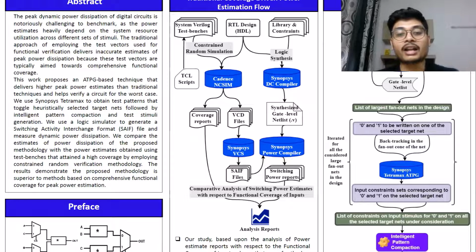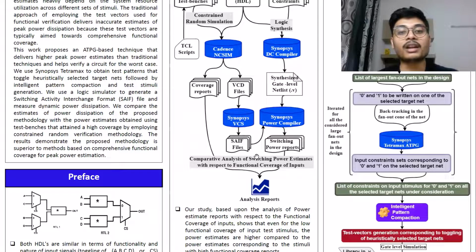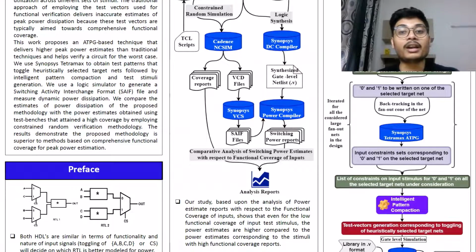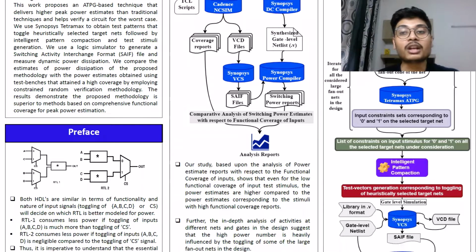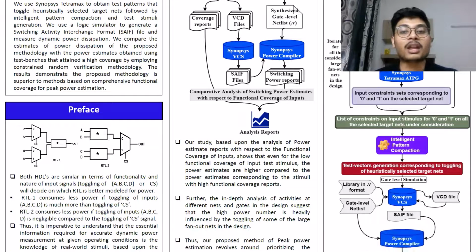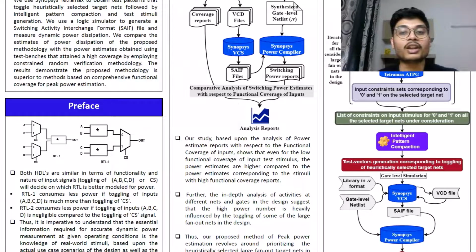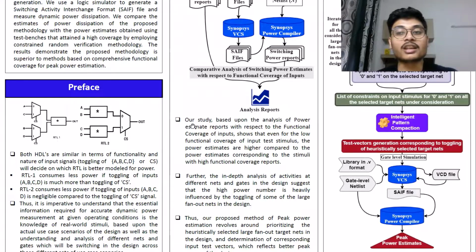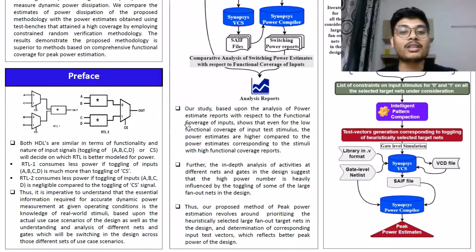We observed that even for low functional coverage of input stimulus, the power estimates are higher compared to power estimates corresponding to stimuli with high functional coverage reports, and vice versa. Further, in-depth analysis of activities at different nets and gates in the design suggests that the high power number is heavily influenced by toggling of some of the large fan-out nets in the design.